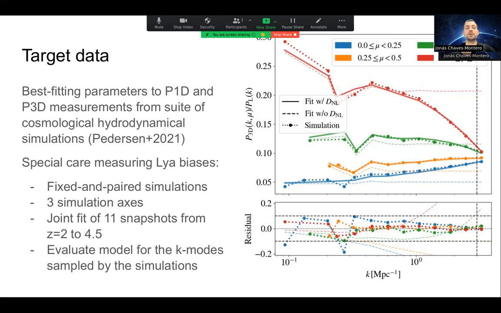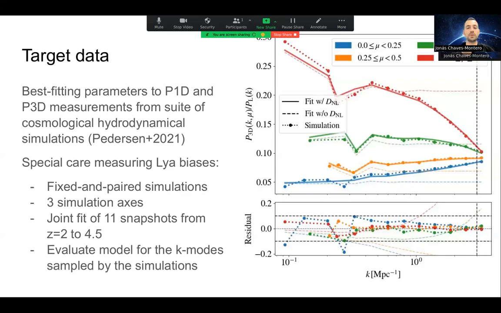set. In order to do that, we use fixed-amplitude simulations. If you're not familiar with this technique, the main idea is to greatly reduce cosmic variance on very large scales by changing the initial conditions of the simulation. We take the average of the measurements through the 3 simulation axes to further reduce cosmic variance, and carry out a joint fit of the parameters of this model that I was talking about before, using different snapshots from the simulations, the 11 that we have access to between redshift 2 and redshift 4.5.